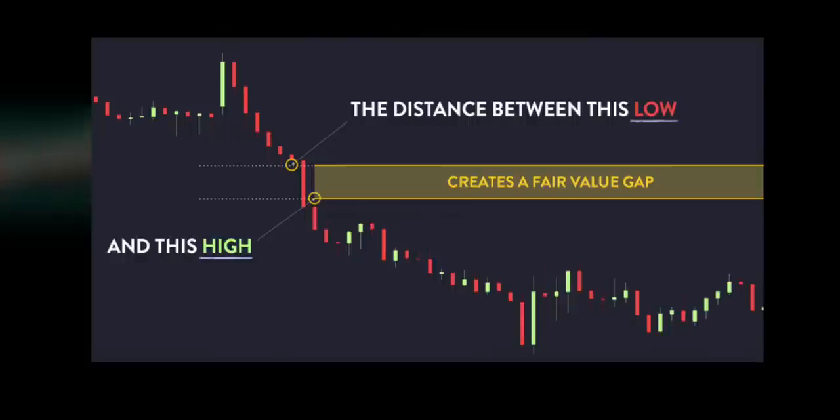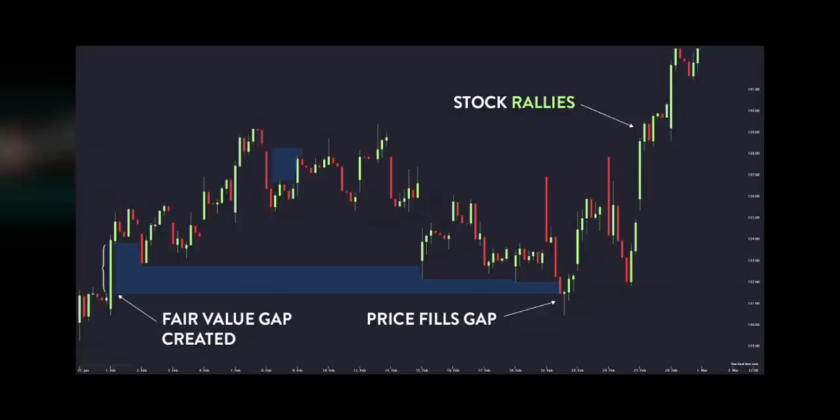Fair value gaps are created within a 3-candle sequence and are commonly visualized on a chart as a large candle whose neighboring candles' upper and lower wicks do not fully overlap the large candle. The reason why a trader might be interested in where these fair value gaps occur is simply that the imbalance created by them can become a magnet for price in the future.